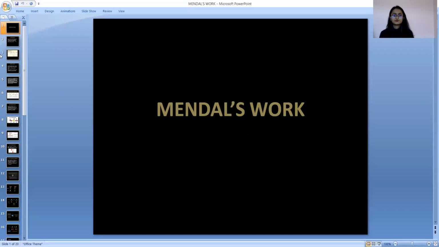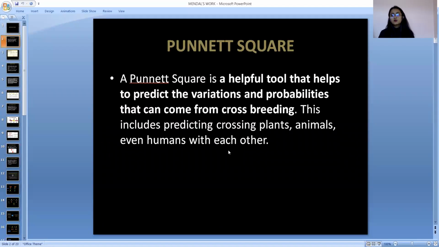So let me share my screen first. Before starting the work of Mendel, let's talk about what we mean by Punnett square. Look, a Punnett square is an instrumental square you make on your paper. That square is a helpful tool that helps to predict the variations and probability that can come from crossbreeding.